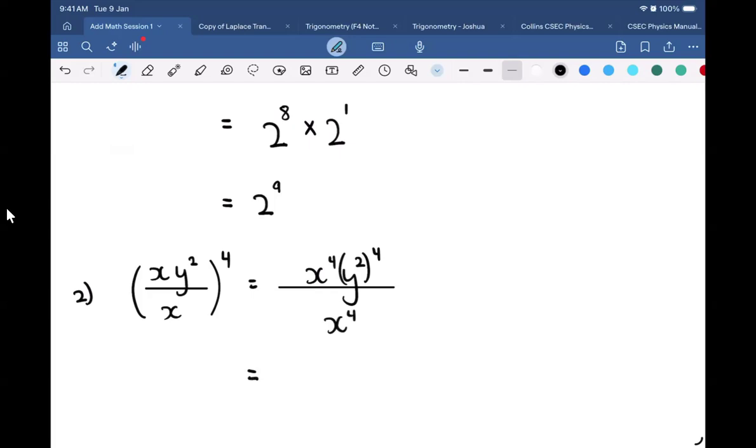Excellent. You probably notice something could cancel off. Yes, the x. That's one that could cancel off, and so I could get rid of the fraction sign. Nice. And so you end up with y squared to the power 4. Anytime you have a power to a power, you multiply. So that's going to be y to what power? 8. Right. You mashed it up.